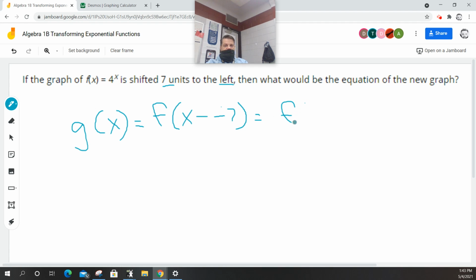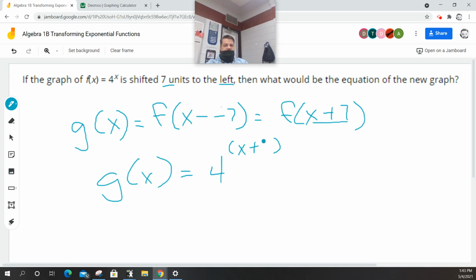That would be f of x plus 7. So now what that means is, what is f of x? Well, f of x is 4 raised to the x, but instead of just plugging in x, we're going to plug in x plus 7. And that is the correct answer. That was pretty easy, huh?